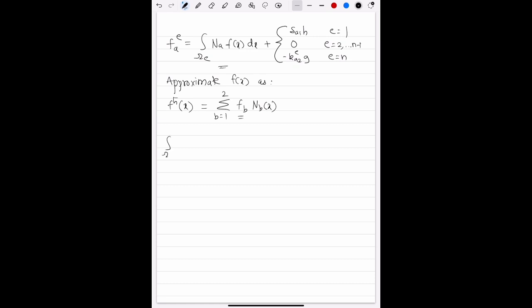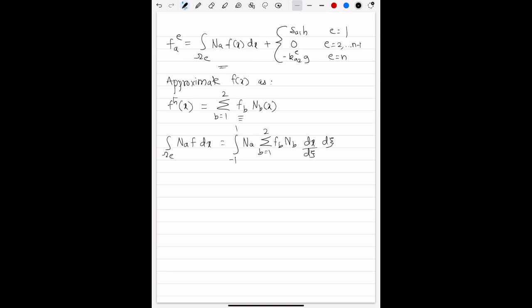So the integral over the domain of the element omega e, Na times f dx, can be written as, firstly, we replace f of x by this approximation over here, and secondly, we change the variable from the global variable x to the local variable psi. When we do so, the domain of the integration is now from minus 1 to 1. We have the basis function Na times f of x, which can be written as summation b equal to 1 to 2 fb times Nb, and dx can be written as dx by d psi using the change of variable rule.